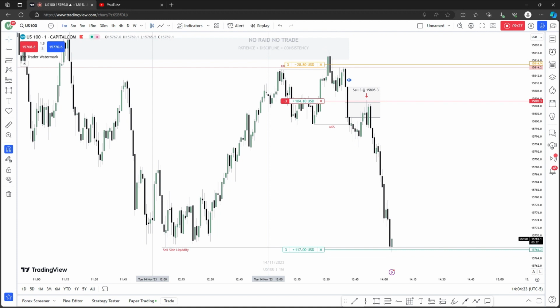So now we're just waiting for price to hit the take profit level. I think it's the spread that's doing that. But yeah, let's just be patient.